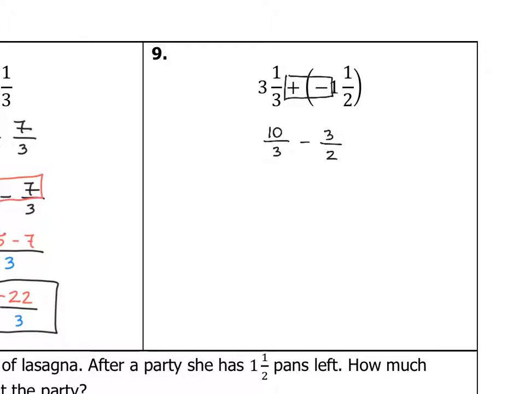The LCM of 3 and 2 is 6, so I can multiply this first fraction by 2 in the numerator and denominator. It would become 20/6. And then my second fraction, I'll multiply by 3 to get a minus 9/6. So we'll keep the common denominator of 6 now, and then we have 20 minus 9 in the numerator. 20 minus 9 is 11, so this becomes the improper fraction 11/6.